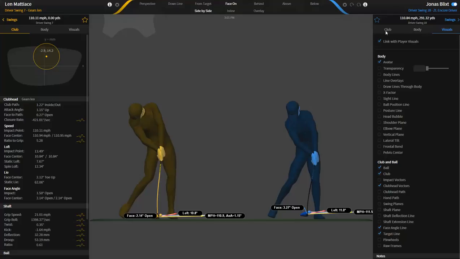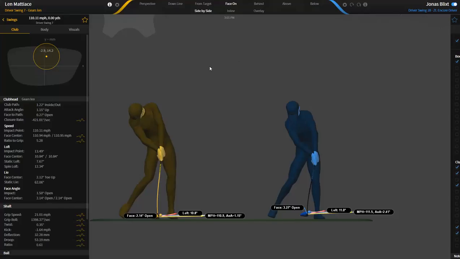I wanted to give you a little short video on face angle. In order to do that, I've picked Len Matisse and Jonas Blixt as examples of two guys that manipulate the face very differently. In GEARS, when you make the golf club, you put the head jig on the face, and where you put that becomes the face center at that point.